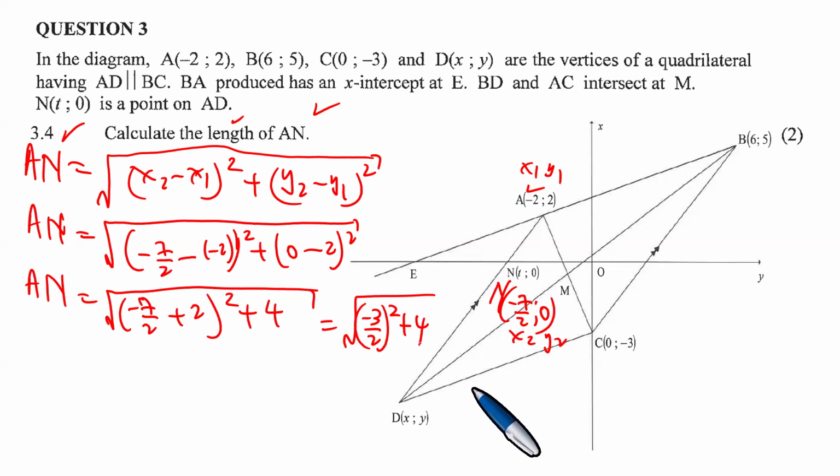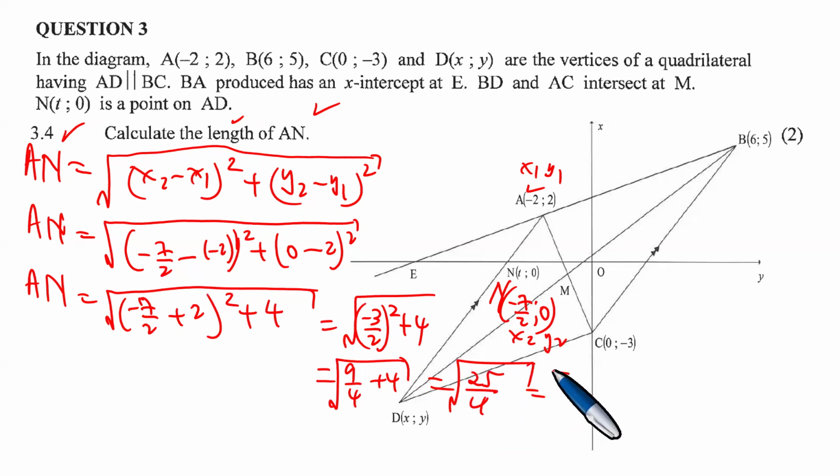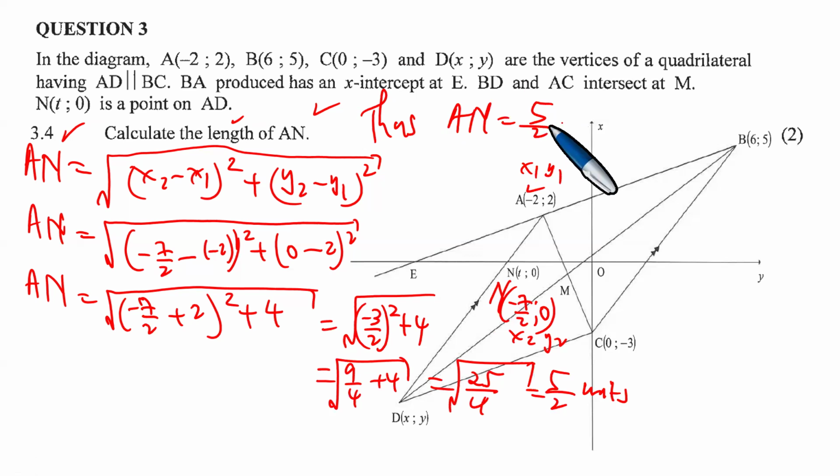Upon careful examination, if you square 3 it becomes 9 out of 4 plus 4. 4 by 4 is 16, 16 plus 9 is 25 out of 4, which is 5 out of 2 units. Thus AN itself is 5 divided by 2 units, and that is the length that is required.